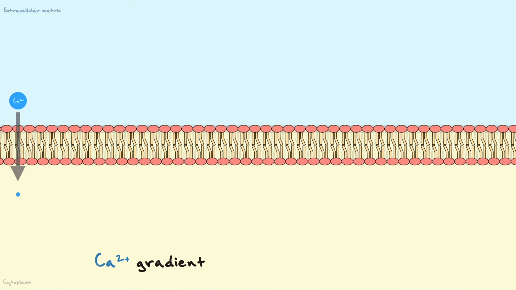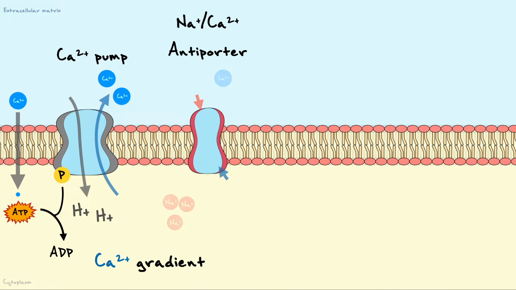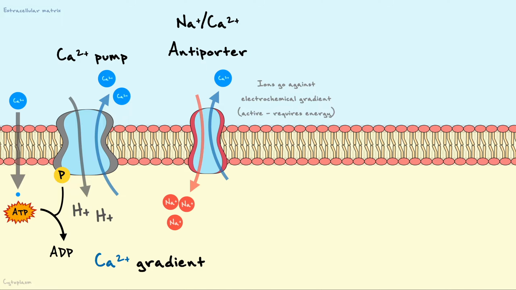In terms of the calcium gradient, there is a calcium pump that utilizes ATP hydrolysis to pump 2 calcium ions against their concentration gradient, as well as importing 2 protons. Furthermore, calcium can be transported in the extracellular matrix through the sodium-calcium antiporter. Remember that to pump an ion against its electrochemical gradient, it requires energy.